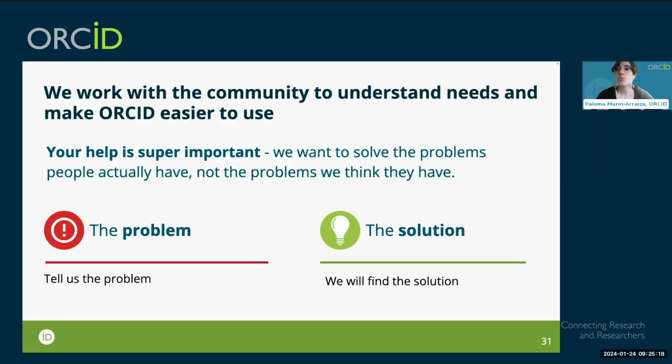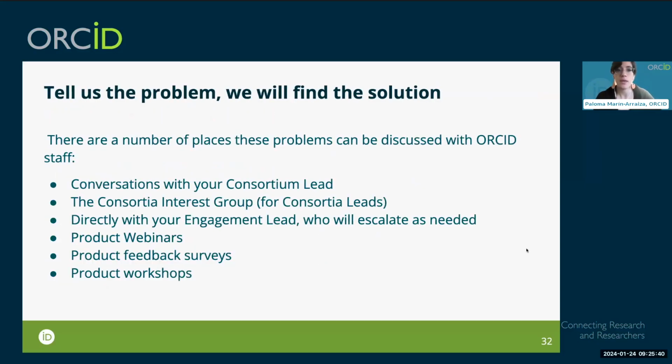For that, what we apply is the following aspect: tell us the problem that you have, and we will find a potential solution for it. Sometimes the solution might be already there. We only need to explain it to you. And in other cases, we might need to actually develop a solution for that problem. So how can you tell us the problem?